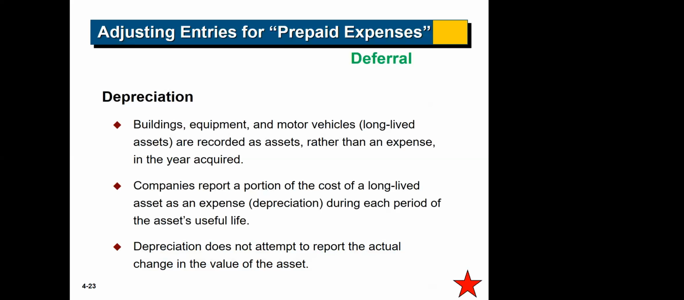So companies report a portion of the cost of the long-lived asset as expense during each period of its useful life. Depreciation does not attempt to report the actual change in the value of the asset. You're not doing this to say, oh, the truck's now only worth $5,000. You're doing it to link together the revenue you've earned from having that truck with the expense that was incurred for having that truck in the same period. That's what the whole purpose is, to link that together.